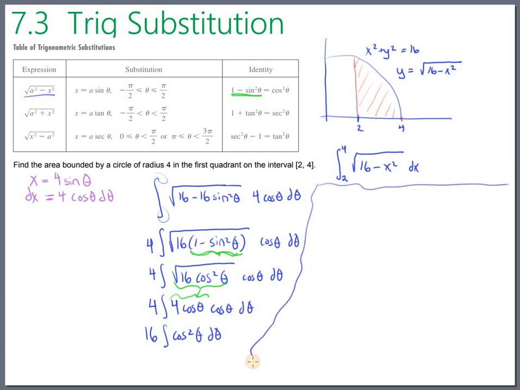In case you don't recall, the idea was to use one of those identities and rewrite cosine squared as 1 plus cosine 2 theta, all over 2. And the 2 on the bottom is a constant multiple, so I'm going to pull that out front. So 8 integral 1 plus cosine 2 theta. And finally, this is starting to look like a somewhat doable integral.